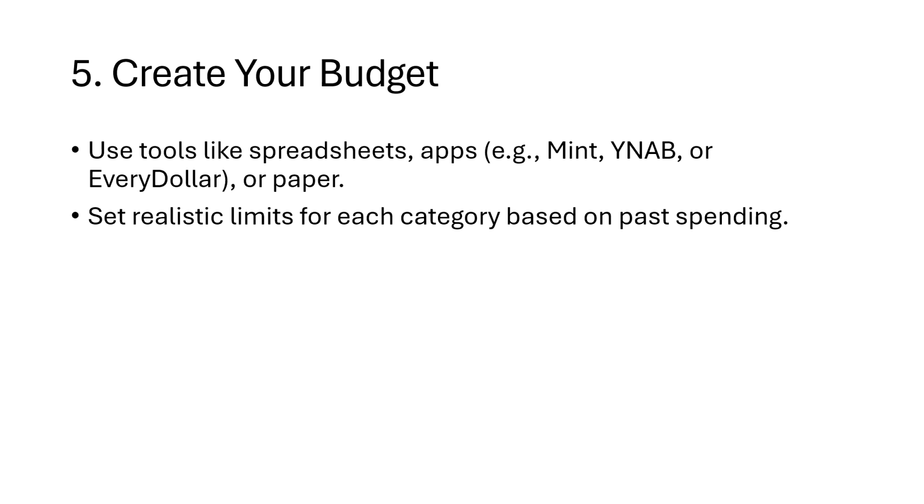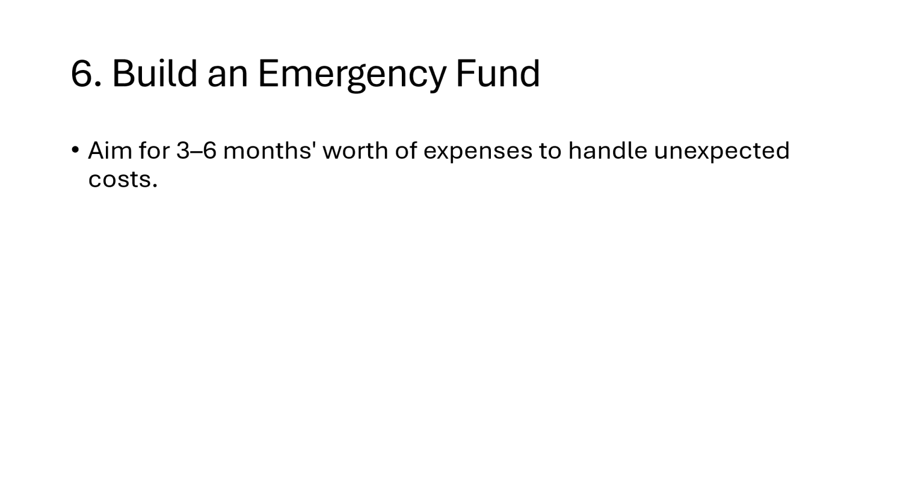And number five, we have create your budget. So use tools like spreadsheets, apps, or maybe just use a normal paper, maybe a diary, a book, and set realistic limits for each category based on past spending. Number six, build an emergency fund. Aim for 3 to 6 months worth of expenses to handle unexpected costs.